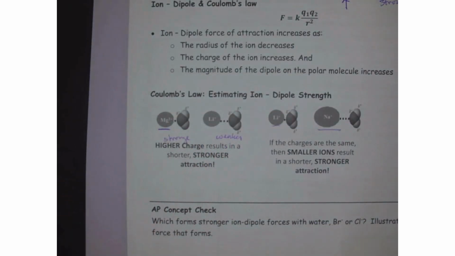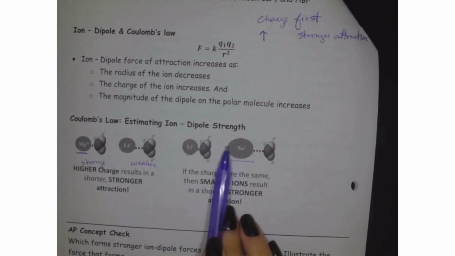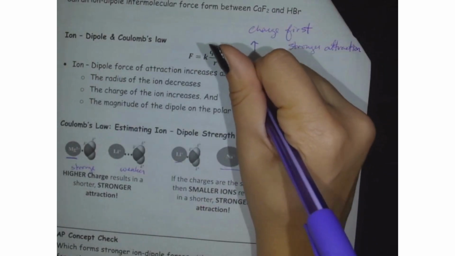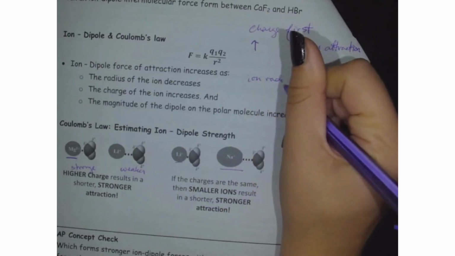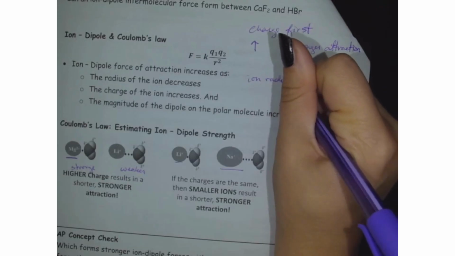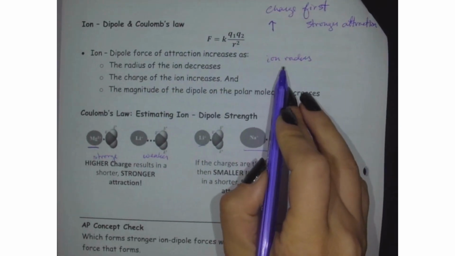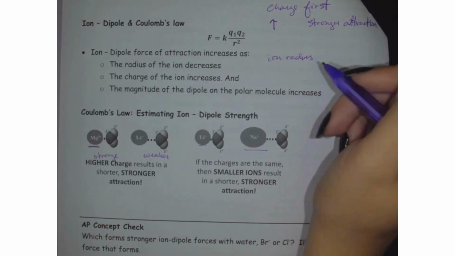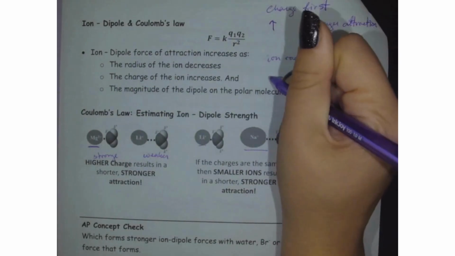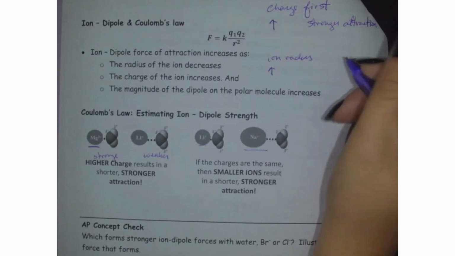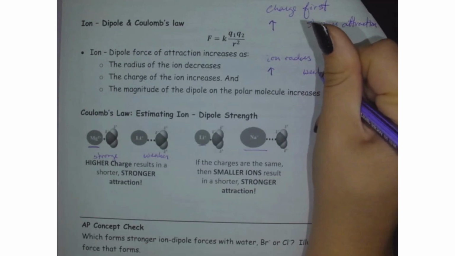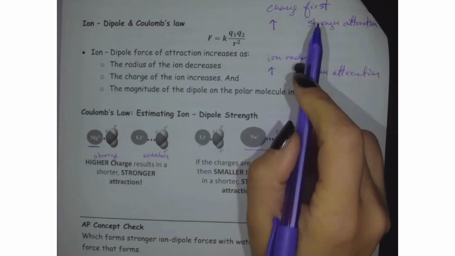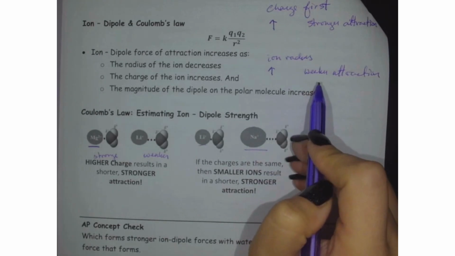Now, let's say that the ion charge is the same. They're both a +1 or they're both a -2, whatever. Now we're talking about ion radius. Okay, ion radius. Only if the charges are the same, we look at the radius, okay? And when the radius is bigger, then we have a weaker attraction. So directly proportional for charge, inversely proportional for radius.